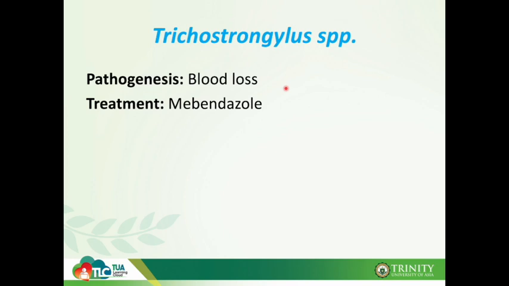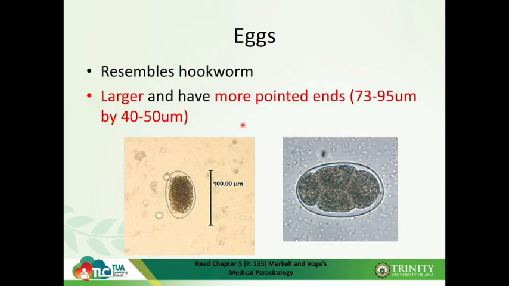Pathogenesis, ito medyo similar pa siya sa hookworm because they also eat blood or they also ingest blood. So they cause blood loss. And then the treatment naman is mebendazole. For the eggs, they resemble the hookworm, but they are larger and have more pointed eggs. This is the picture of Trichostrongylus egg, and then this one is for the hookworm naman.